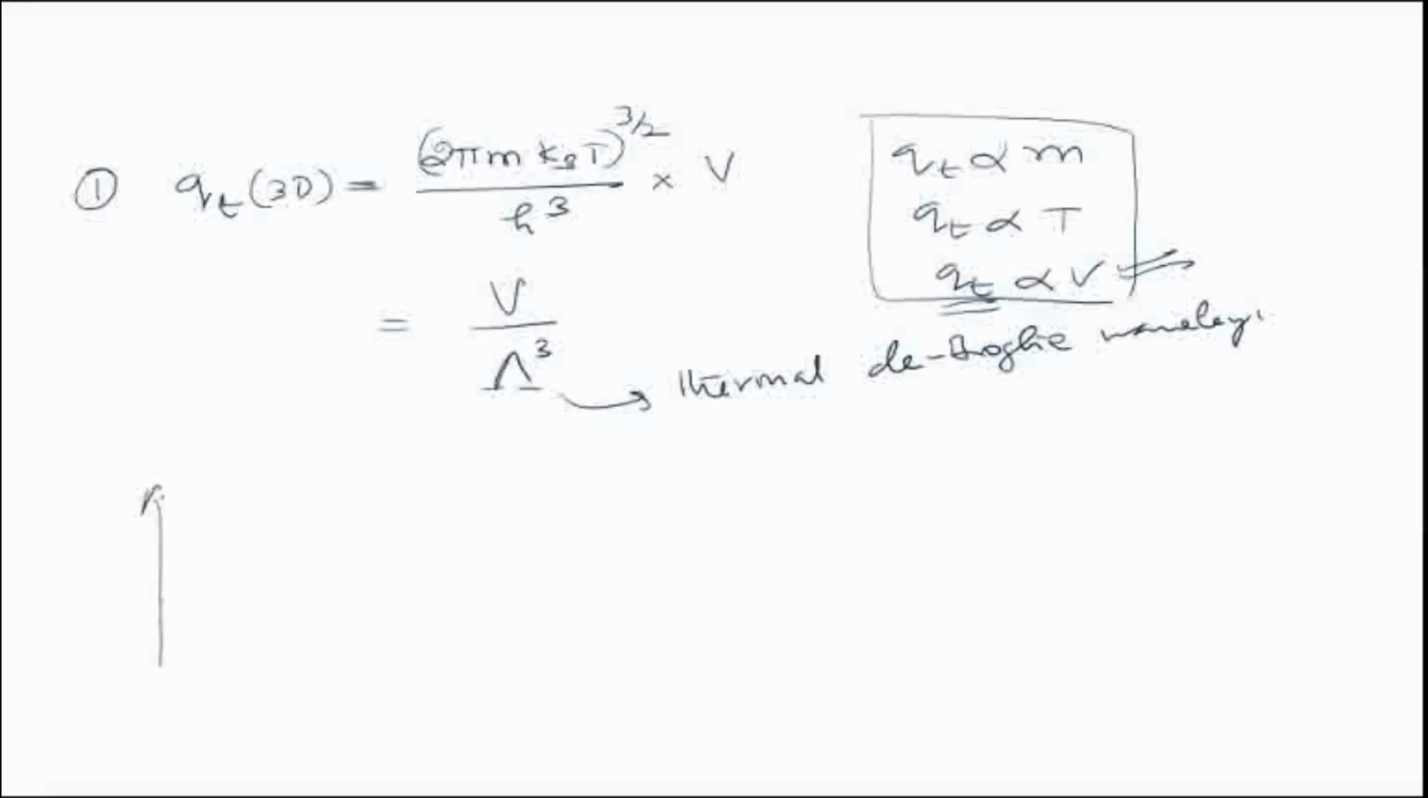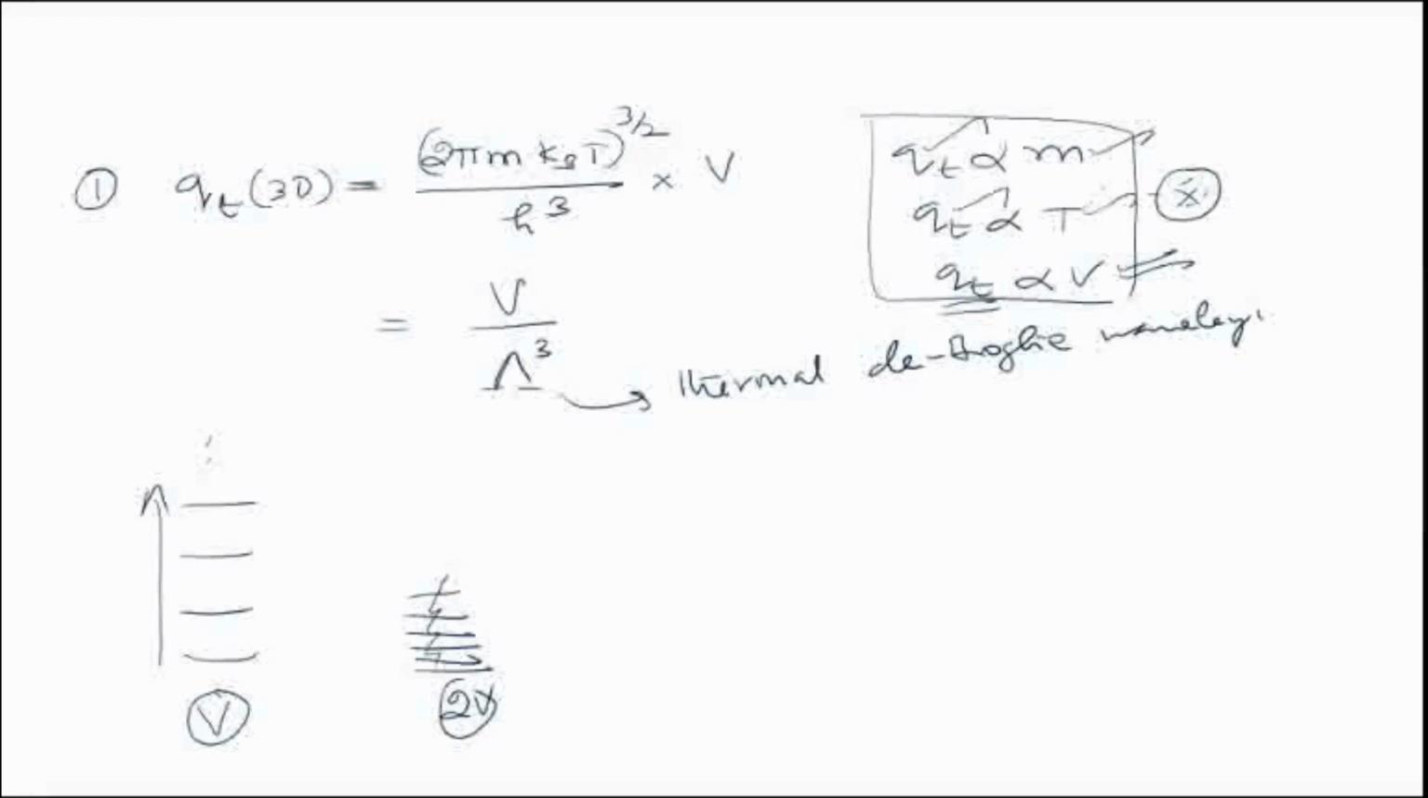Suppose we have translational levels like this for a system at some volume V. If we increase the volume to twice V, the translational energy levels come closer. If energy levels come closer, then particles can access more states, so the q value will increase. Keep all these things in mind, very important. If the mass of the particle increases, translational partition function increases. If temperature increases, it increases. If volume increases, it increases.